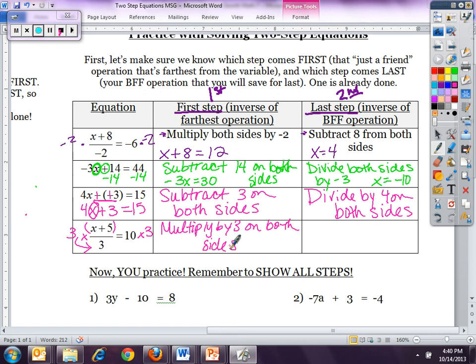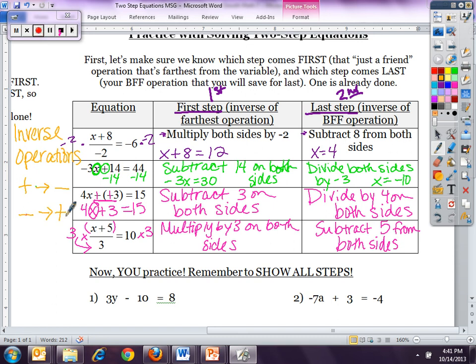Then I need to subtract 5 from both sides. Now, if you're confused on why I'm multiplying, dividing, adding, or subtracting instead of doing what it's actually there, remember your inverse operations. The inverse operations are the following: addition is subtraction, subtraction is addition. Then multiplication is division, and division is multiplication.